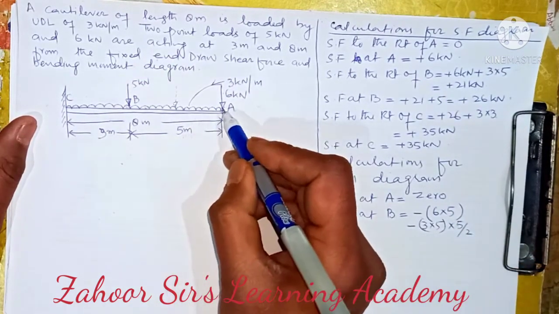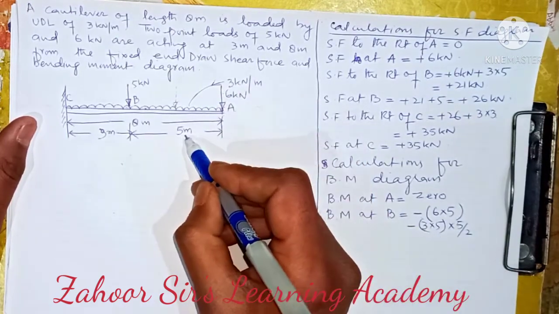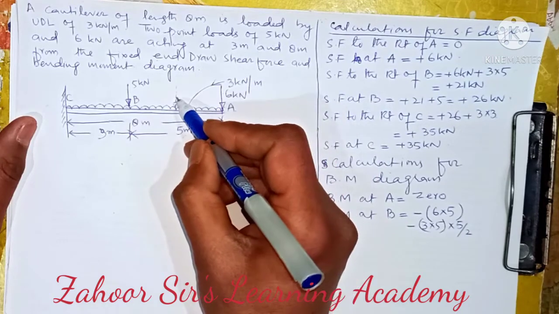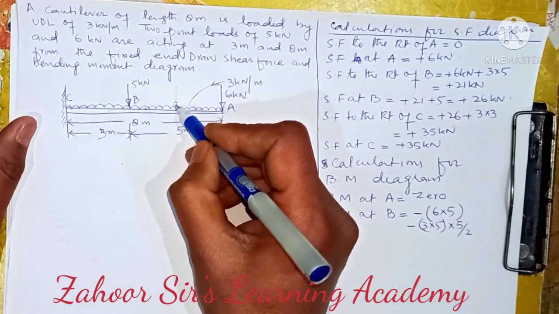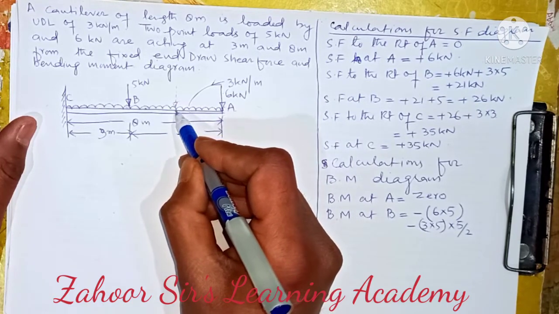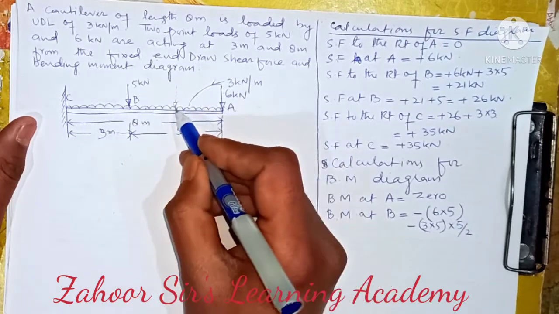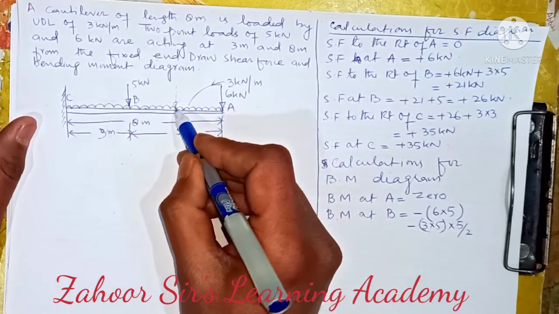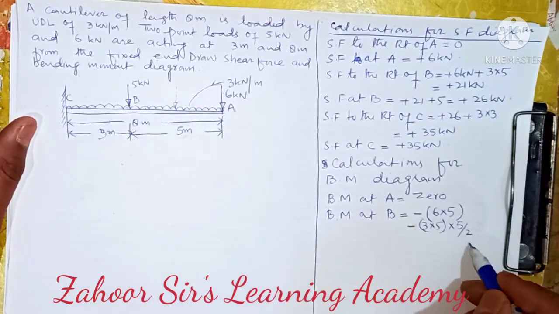Remember, my dear students, I will say it again. 3 into 5 means we are converting the UDL into the point load. So we have to assume that point load is acting at the center. Now to consider the distance, we have to take 5/2, half of the distance, because it's acting at the center of this 5 meters, that is 5/2.